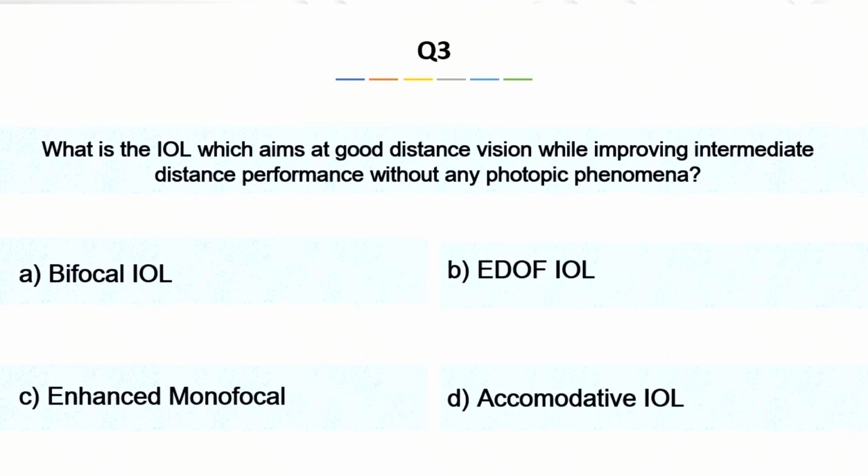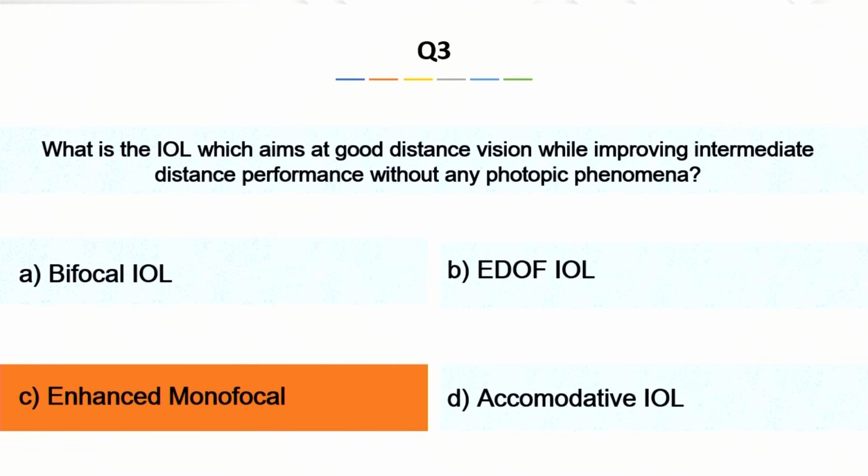What is the IOL which aims at good distance vision while improving the intermediate distance performance without any photopic phenomena? Option A, bifocal IOL; B, EDOF IOL; C, enhanced monofocal; and D, accommodative IOL. Maybe you can introduce yourself and answer. I'm Dr. Brishti Majumdar, Oculoplasty Fellow. My answer would be C, enhanced monofocal. Very good. So the correct answer is enhanced monofocal.